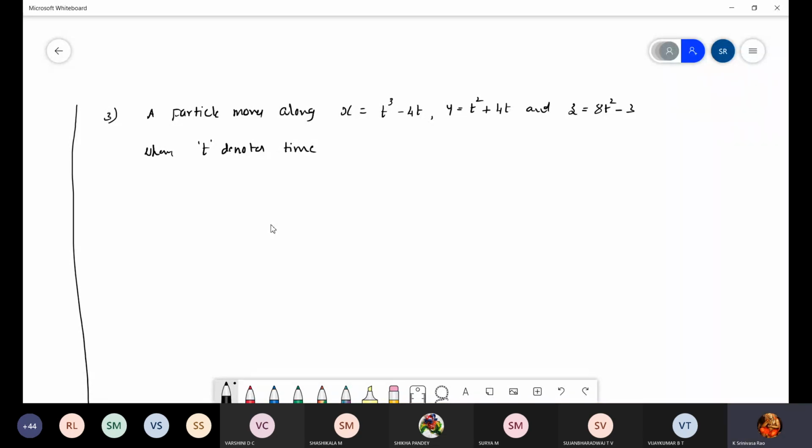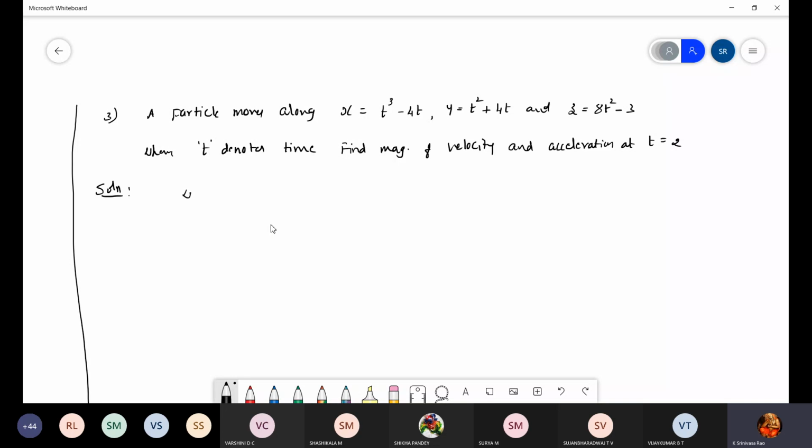Find the magnitude of velocity and acceleration at t equals 2. So simple problem. First you have to write r in terms of t and differentiate one time, you will get velocity. Find the magnitude. Differentiate one more time, you will get acceleration, and find the magnitude. While finding magnitude, you have to substitute t equal to 2.